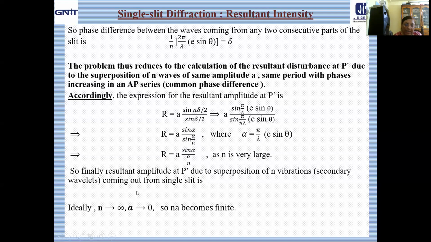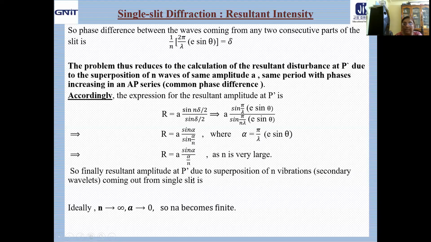So finally, the resultant amplitude at P prime due to superposition of n vibrations. Now look at it very carefully. N vibrations means effectively these are secondary wavelets coming from the single slit. That means superposition of secondary wavelets out of the single wave front coming from the single slit. This is the diffraction, very, very important.